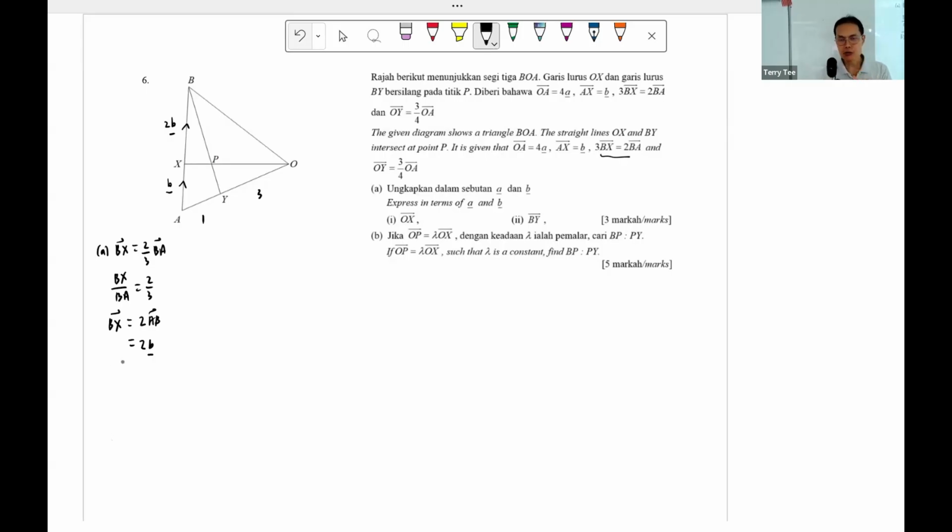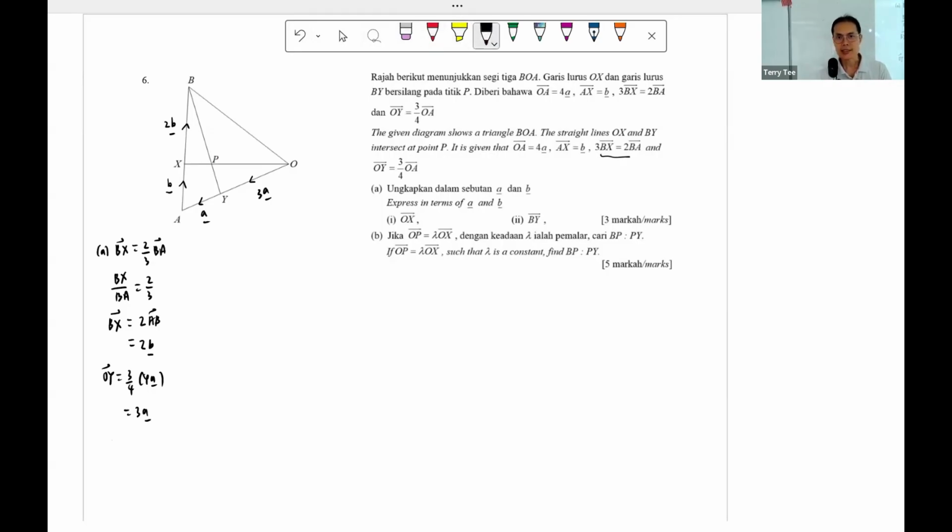Okay, next, how do you find your OY? OY is 3/4 of OA. OA is 4A, so therefore this is 3A. This one is 3A. This one I label as 1A, or just A. Okay, I like to label everything from the diagram, so I can just look at the diagram and read directly.